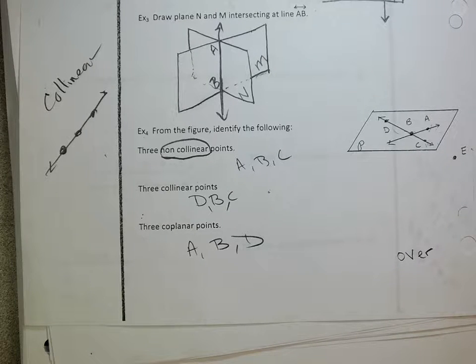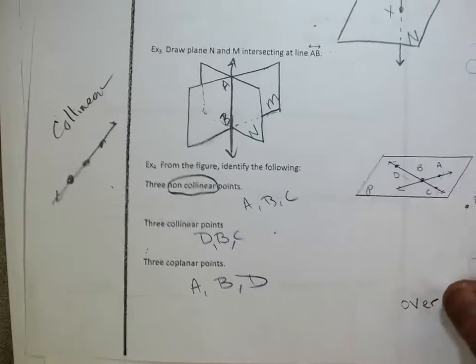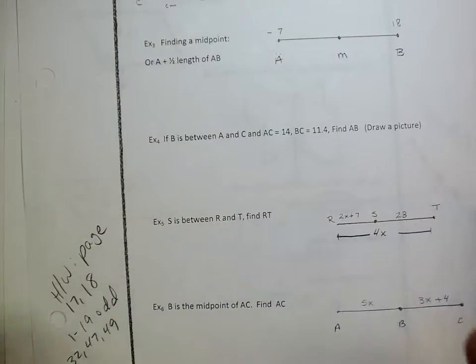Okay? So we're learning about points. When you describe points, use capital letters. Lines. Okay? 2 points make a line. Planes are that flat surface, right? Okay. Collinear and non-collinear. Okay? Turn the page.